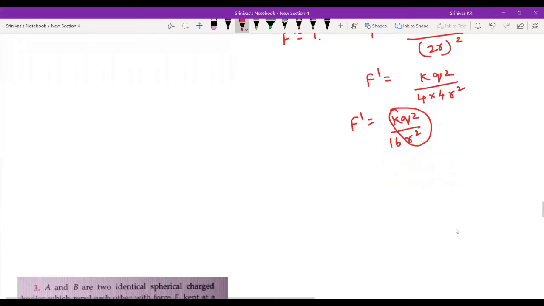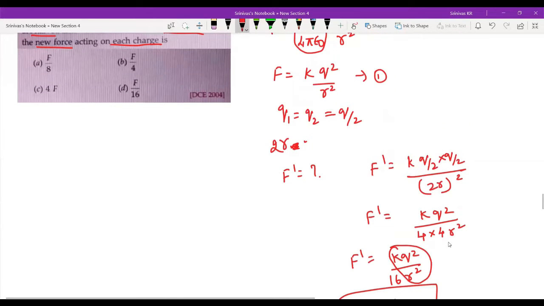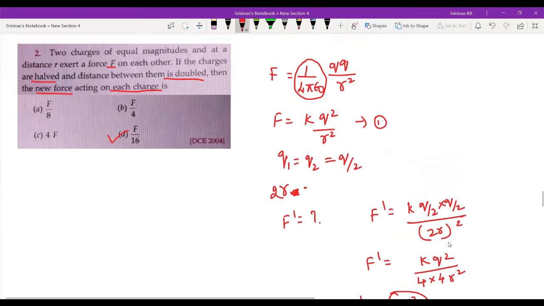So F dash is equal to 1/16 into F. Let's look at the options. So F by 16, so it is option D. Okay, understood? Let's go to the next problem.